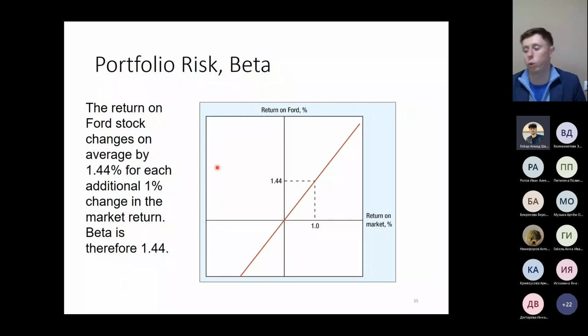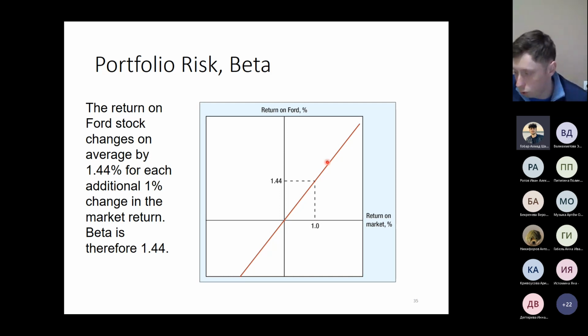How we work with the beta. At the previous class we talked about Yahoo Finance and data on the stock. There was this beta coefficient, and this is what it means. It means that the return on Ford stock changes on average by 1.44% for each additional change in the market return. So beta is 1.44. And what beta basically is, it is just the coefficient in the linear regression.